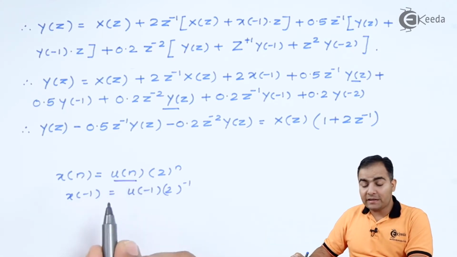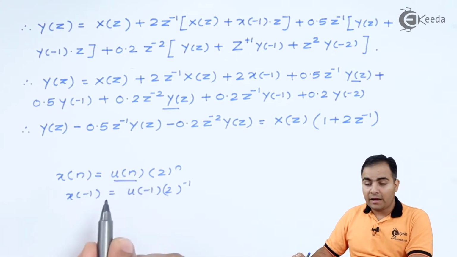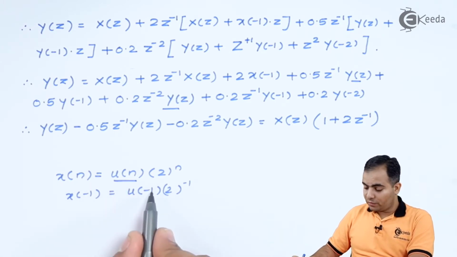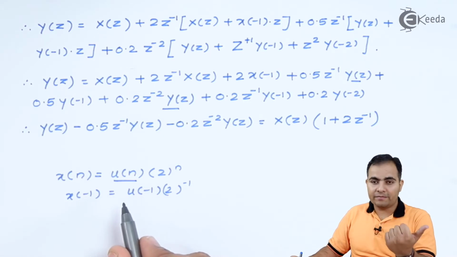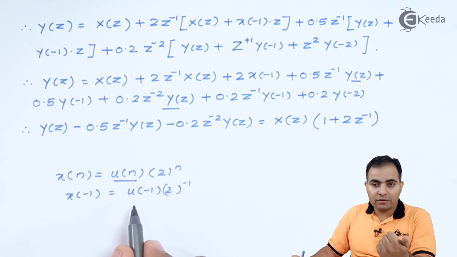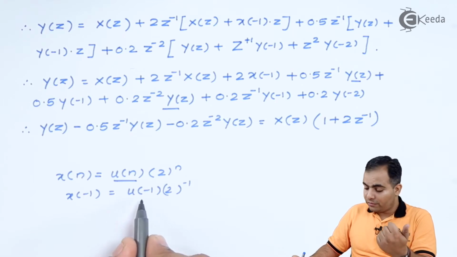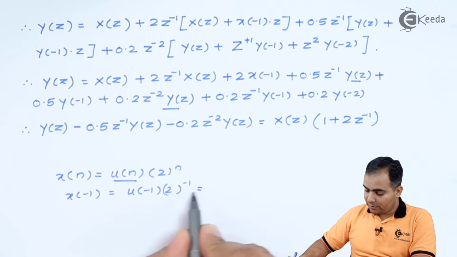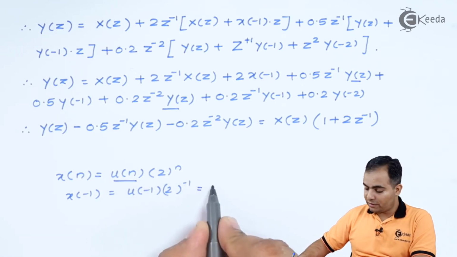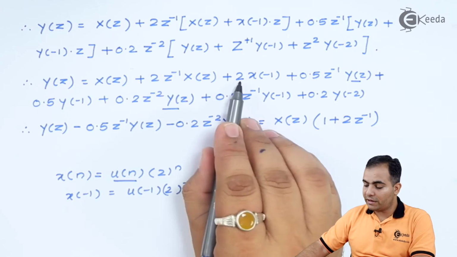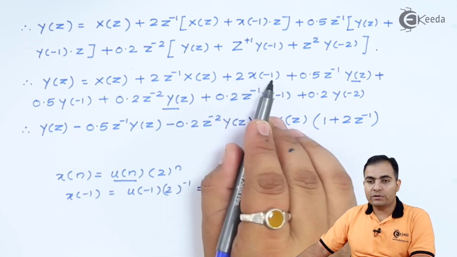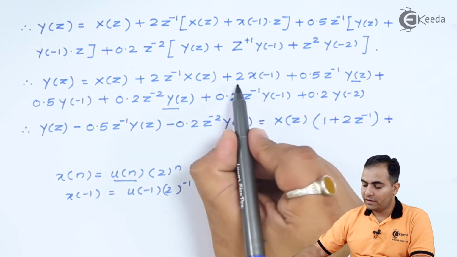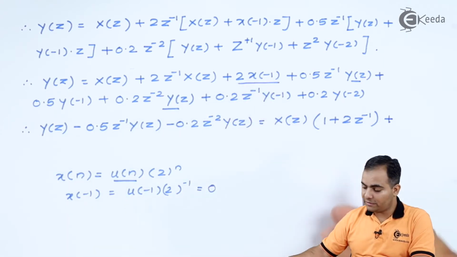Basically, unit step is a causal function, or you can say that the amplitude of a unit step is available only for a causal sequence. So minus 1 is a non-causal time, and the amplitude of the unit step function at minus 1 is always 0. So the product of the whole term is also 0. So I can directly substitute x of minus 1 as 0. So 2 into 0 is 0, so I'm not going to write that value. We'll move on to the next. So this whole value is replaced by 0.